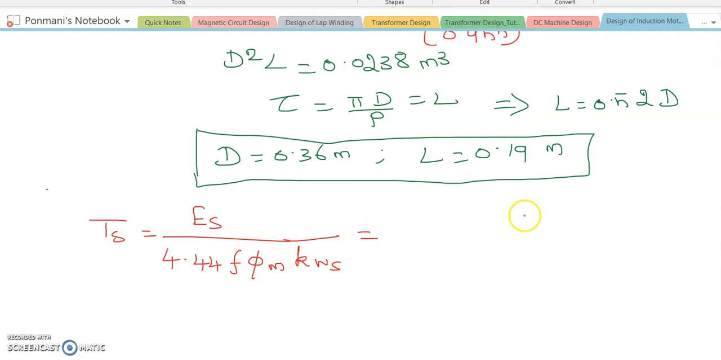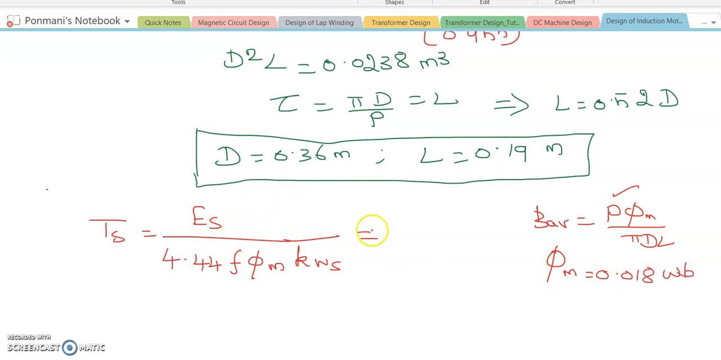Φm will be calculated from the B average equation. You know B average is equal to P into Φm by πDL. In this, all the values are known: B average is given, πDL we have calculated, and P is known. So from this we can calculate Φm. Φm we will be getting as 0.018 webers. We substitute that Φm here and we get the number of turns as 61.7.